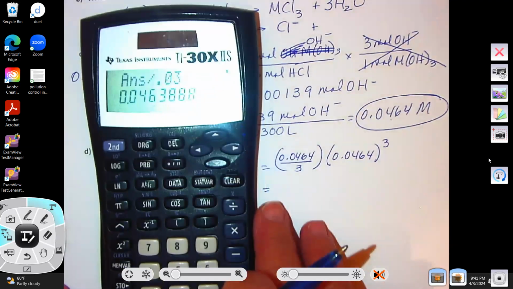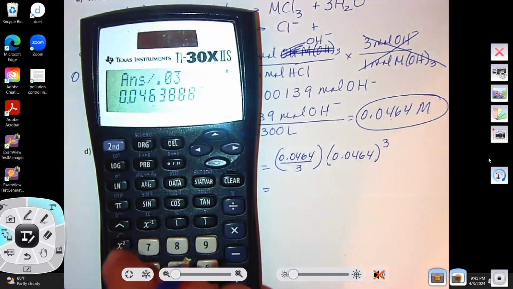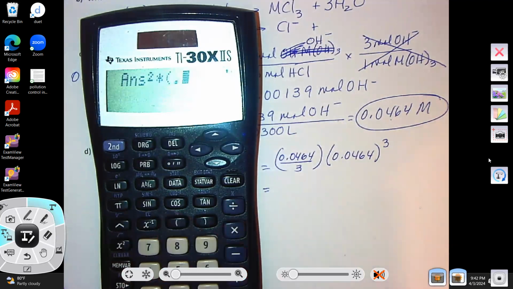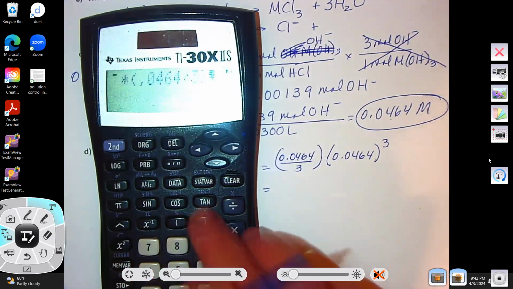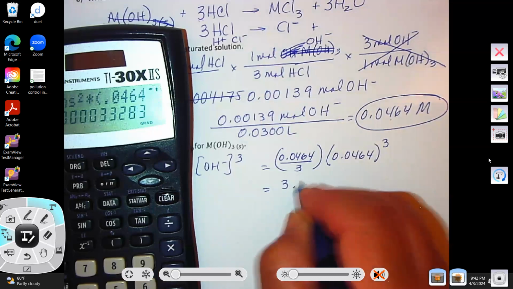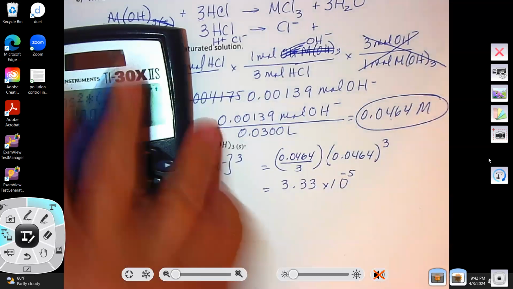So 0.0464 squared times 0.0464 divided by 3. So your KSP is 3.33 times 10 to the negative 5.